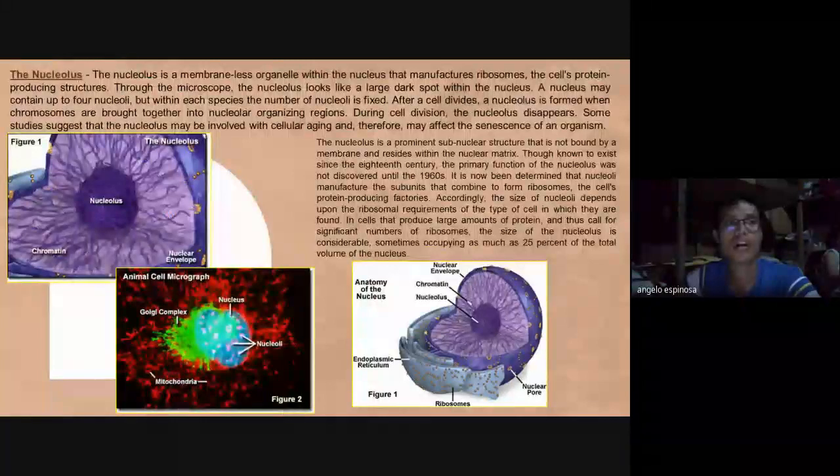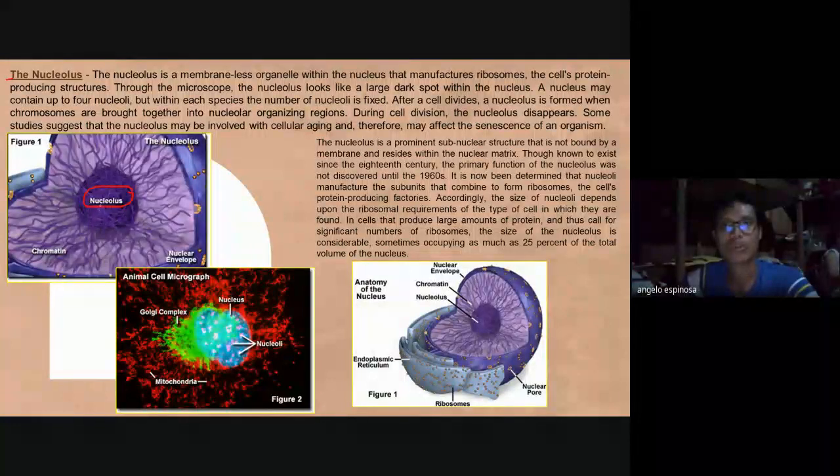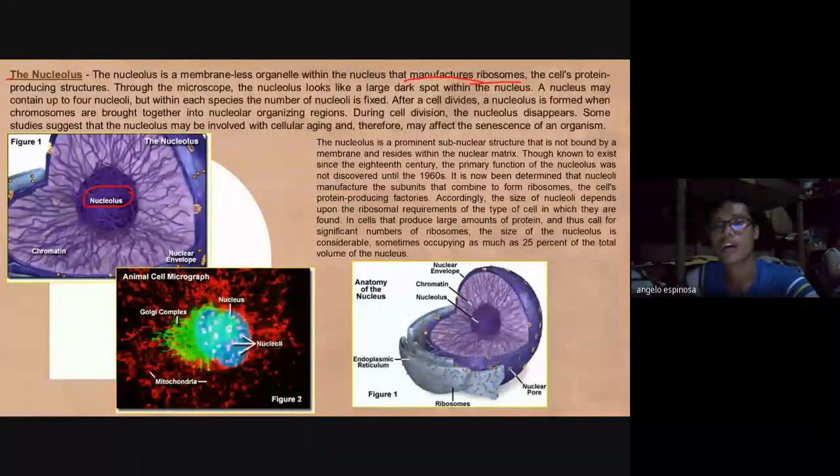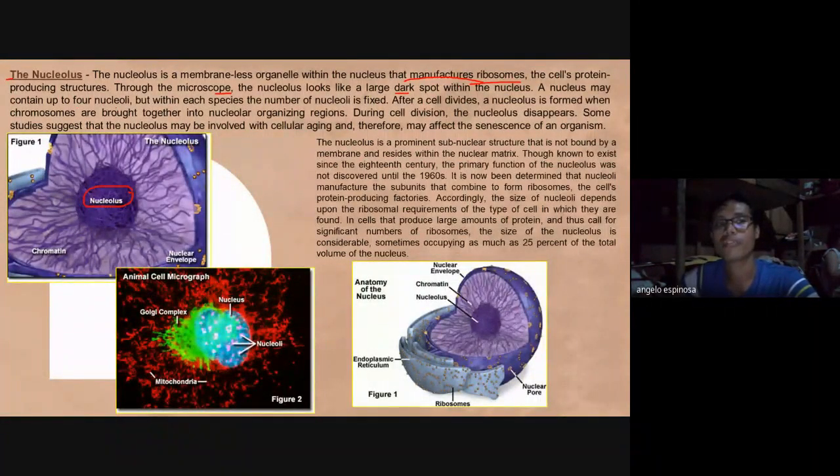And we have nucleus. Okay, so nucleus naman, that is the basic unit. Pinakamaliit. Pag sabi mong basic unit, pinakamaliit, that is nucleus, inside of the cell. But the work of the nucleolus is a membraneless organelle within the nucleus that manufactures ribosomes. Siya yung gumagawa ng ribosomes to process the proteins. So the cell's protein producing structures, through the microscope, the nucleolus looks like a large dark spot within the nucleus. A nucleus may contain up to 4 nucleoli. A nucleolus is formed when chromosomes are brought together into the nucleolar organizing region. So during cell division, the nucleolus disappears.